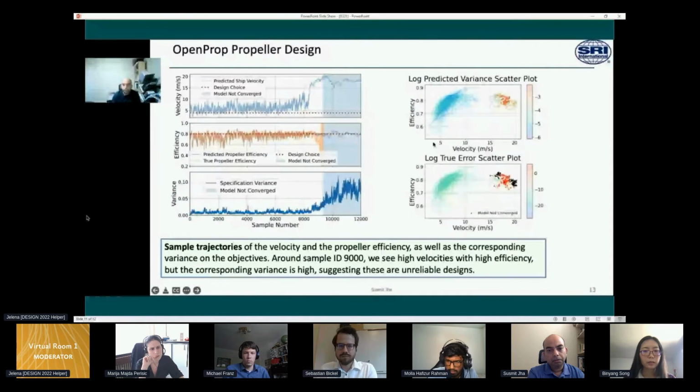And looking at the same data, but from a slightly different perspective, here what we are looking at is efficiency versus velocity. The uncertainty that our model predicted, these red points are the high uncertainty points, and this is the actual true error.